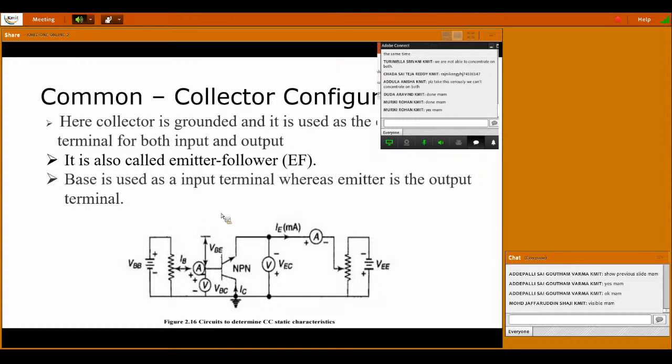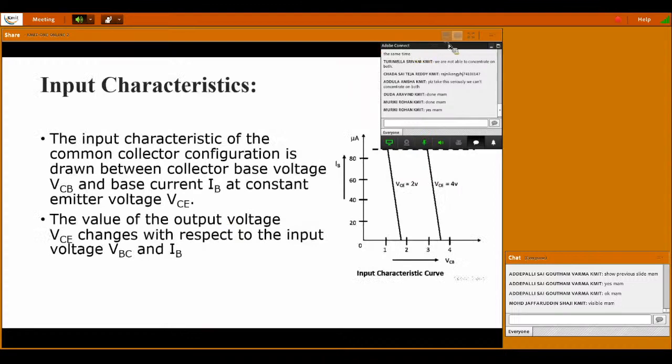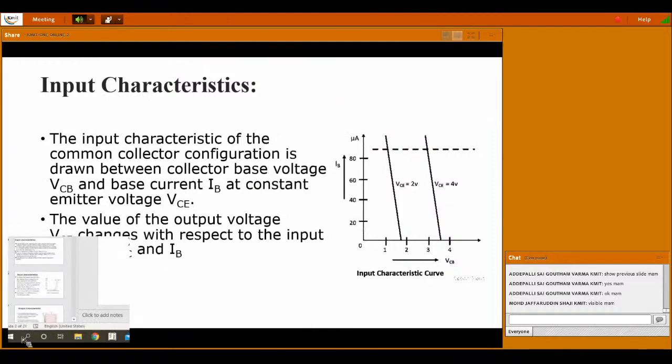Now base is used as the input terminal, and these are the input characteristics of your common collector configuration. So input voltage is collector to base, and input current is IB with fixed output voltages, VCE of 2 volts, VCE of 4 volts. So the IB current is reduced if we increase the VCB. There is a fall in the base current if we increase the collector to base junction voltage. More positive voltage will yield the fall in the base current with the fixed values of your collector to emitter voltage.